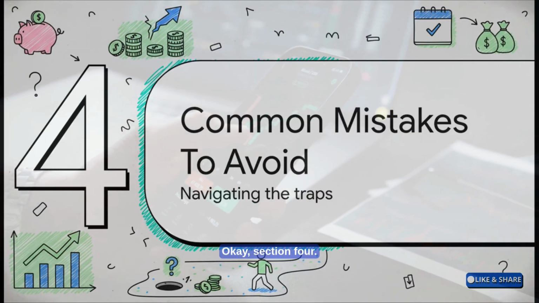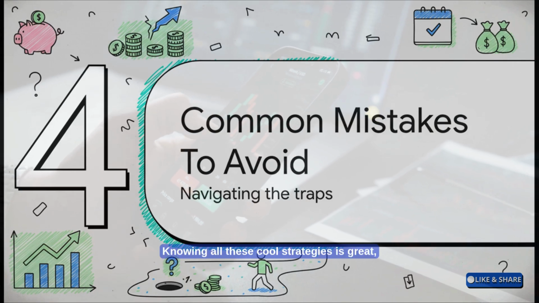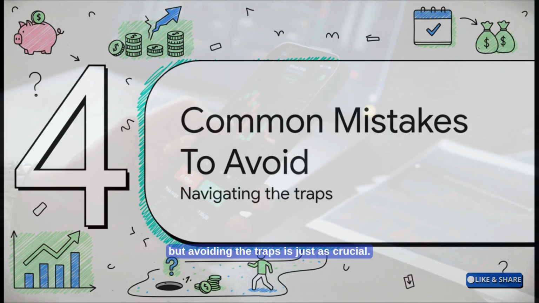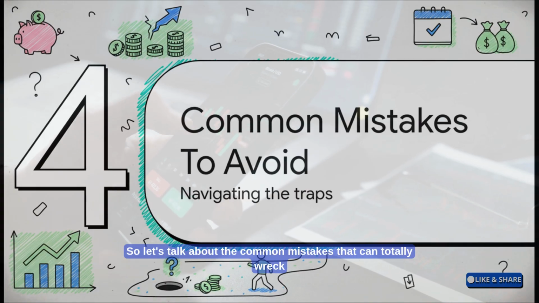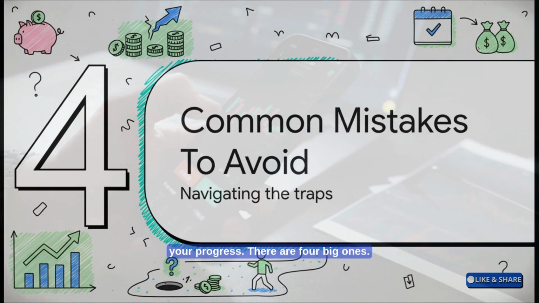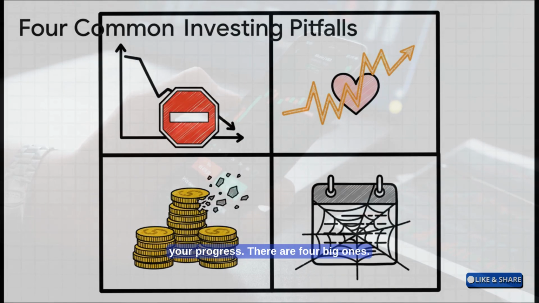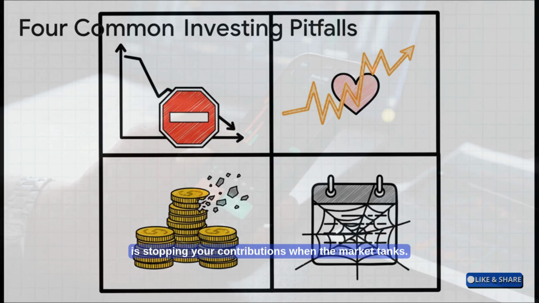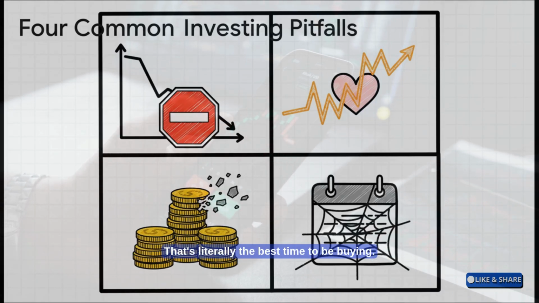Okay, Section 4. This part is huge. Knowing all these cool strategies is great, but avoiding the traps is just as crucial. So let's talk about the common mistakes that can totally wreck your progress. There are 4 big ones. First, and this is the biggest, is stopping your contributions when the market tanks. That's literally the best time to be buying.